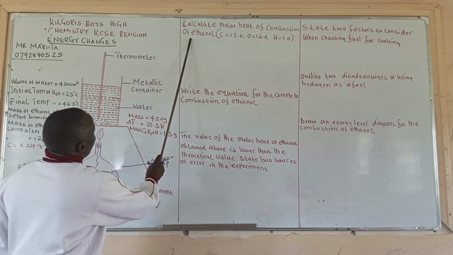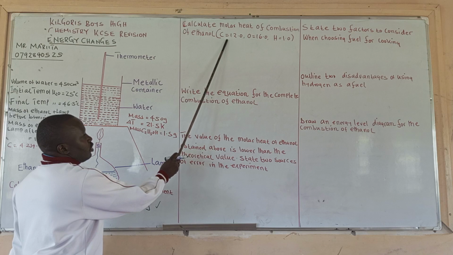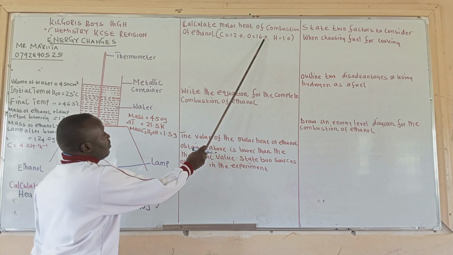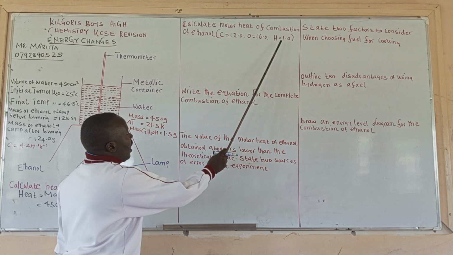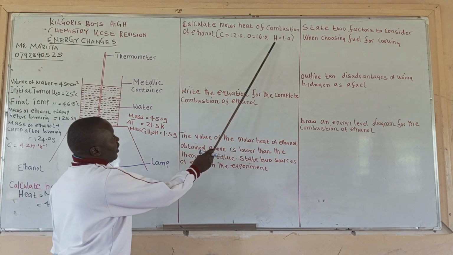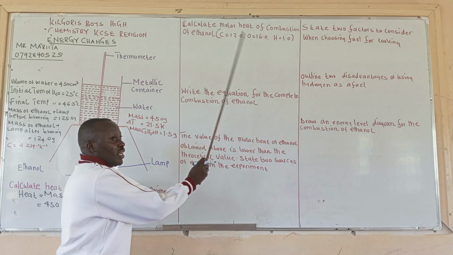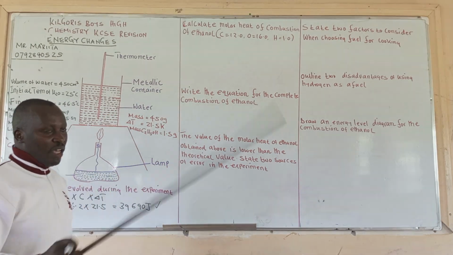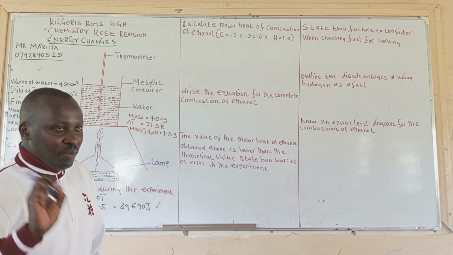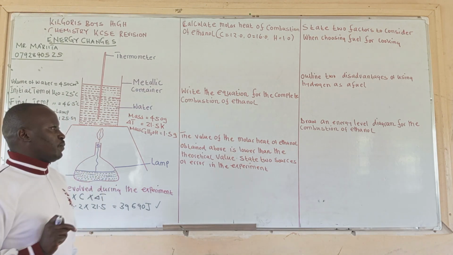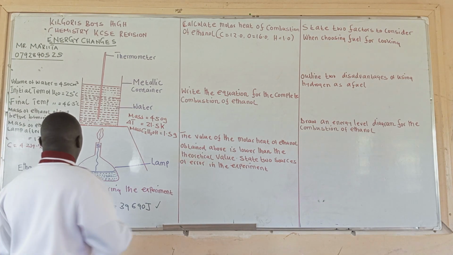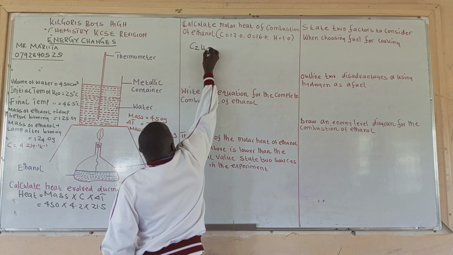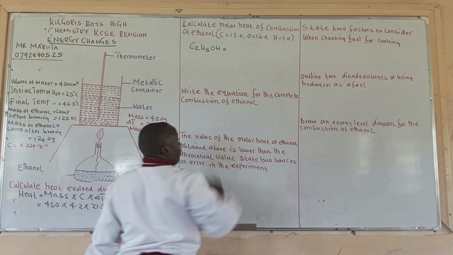Then the next question: calculate the molar heat of combustion of ethanol, where the relative atomic mass of carbon is 12.0, hydrogen is 1.0, and oxygen is 16.0. How do you calculate the molar heat of combustion of ethanol? It means the heat for only 1 mole. So what is the formula of ethanol? It is C2H5OH.